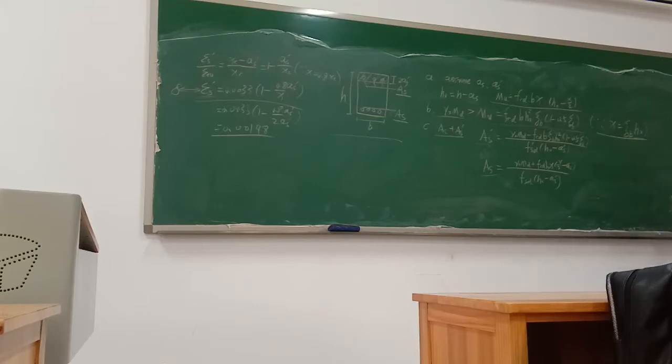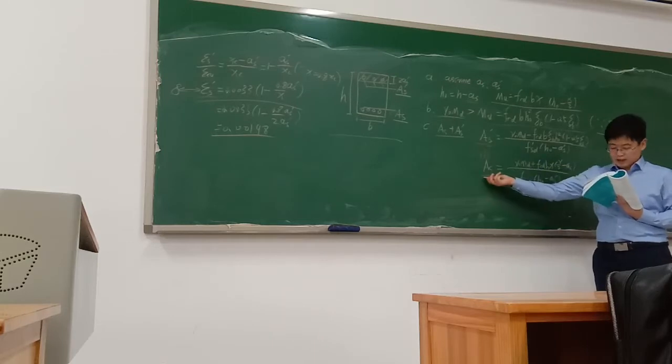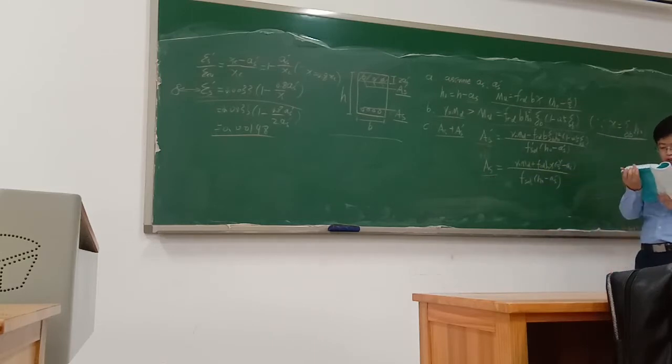Page 67. The equation is 3-23a and 3-23b, for AS prime and AS. Because in this equation, we just replace x by ξb h0. Then you can get the result for AS prime and AS.